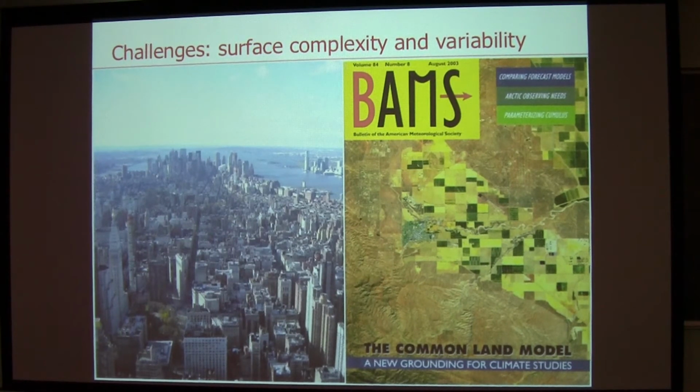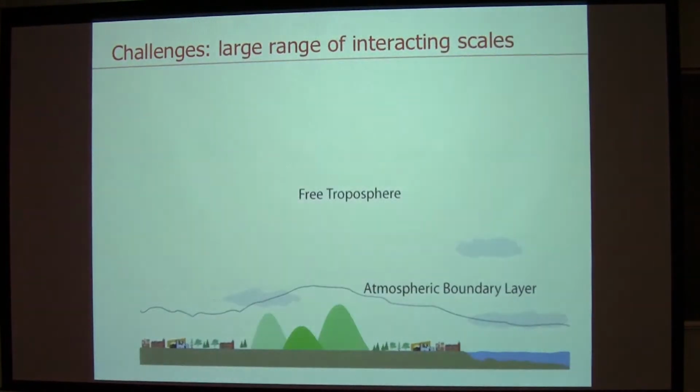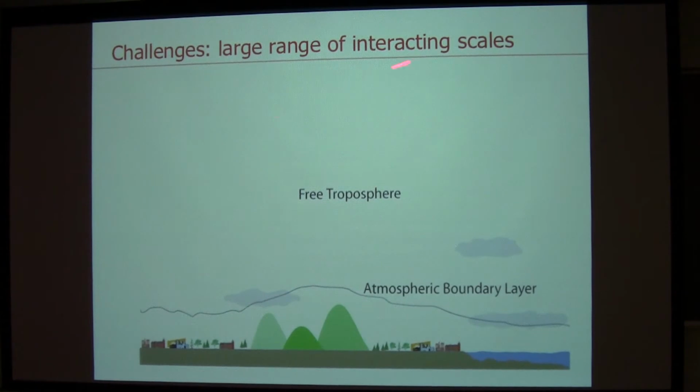And the problem is, as you get close to the surface, you get a lot of, for example, surface variability and heterogeneity that complicate your picture and make things very, very spatially heterogeneous compared to the free troposphere. Also, another problem is that, especially as you get close to the surface, you have a very large range of scales that you probably cannot cover in a single model, but that are interacting. So how do you deal with this?